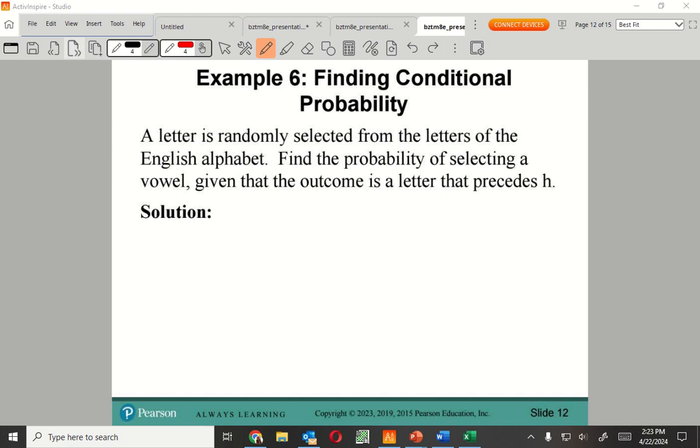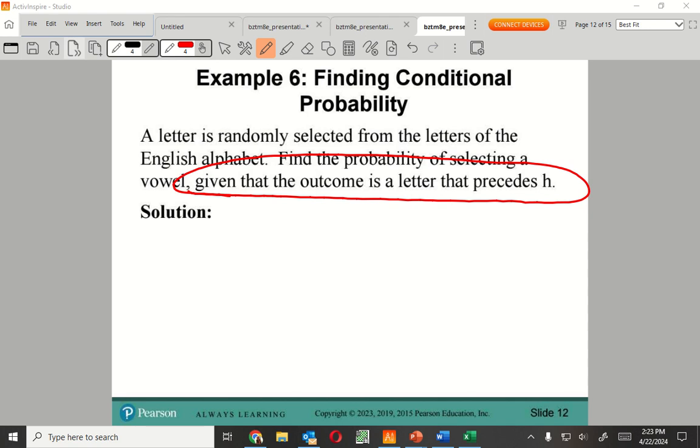So where are we starting at on this one? The given. Good. Since we are starting with the given, that means that this is going to be the first thing I do. You guys know your alphabet? It says, given that the outcome is a letter that precedes H.